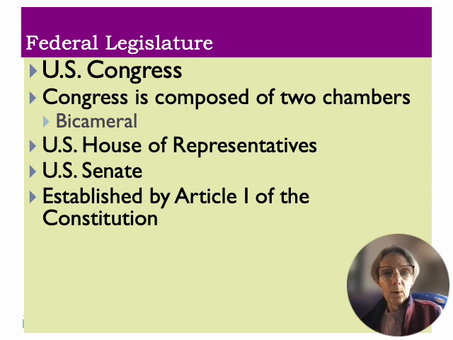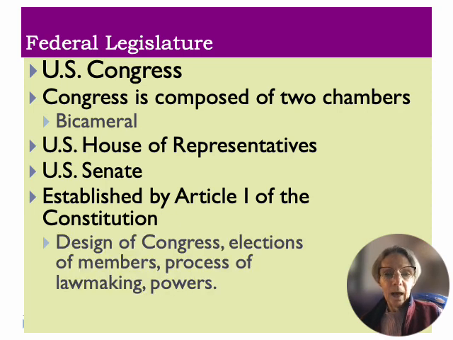So I think it's really important that as we're learning about each of these institutions, you actually go into the Constitution and read Article 1, because it'll really give you a sense of how it's organized, what its powers are, and what its membership qualifications are, etc. So please do that. Article 1 tells us about the design of Congress. It tells us about the election of its members, the process of lawmaking, and most importantly, the specific powers of Congress.